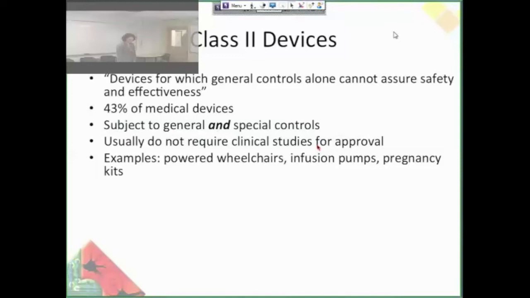Interestingly, orthopedic implants are actually class 2 devices, which I think is kind of surprising because you would think that would be some pretty serious injury if it failed. But I think they're actually declassified from class 3 to class 2 because they've been around for so long.